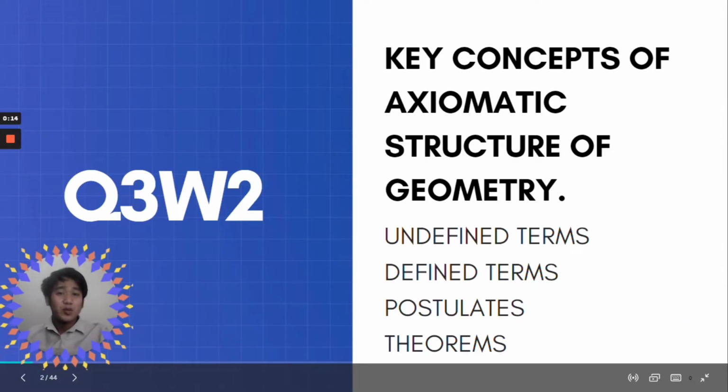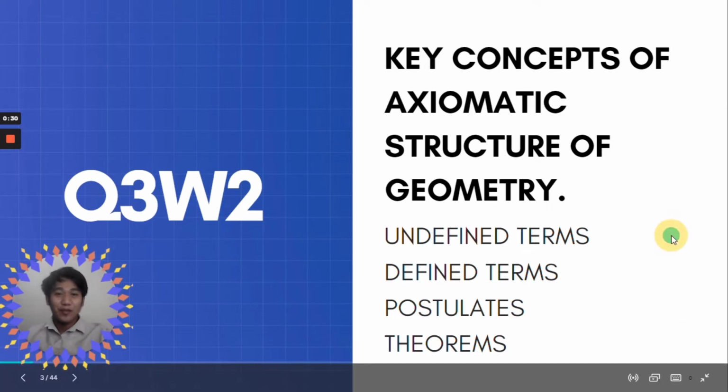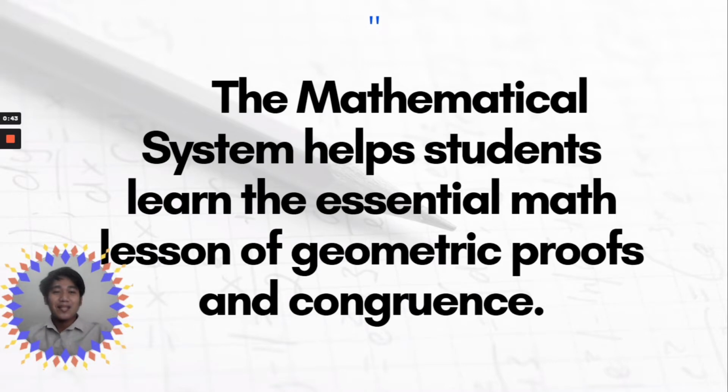Let's proceed. For this quarter 3, week 2, we have the key concepts of the axiomatic structure of geometry with these 4 classifications: the undefined terms, defined terms, postulates, and theorems. Now think about it. What is a mathematical system all about? In this whole session, we'll be talking about it. The mathematical system helps students learn the essential math lesson of geometric proofs and congruence.